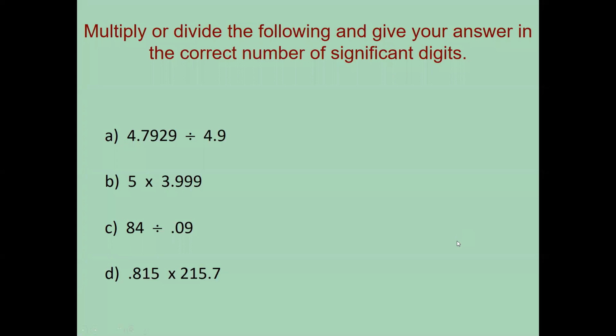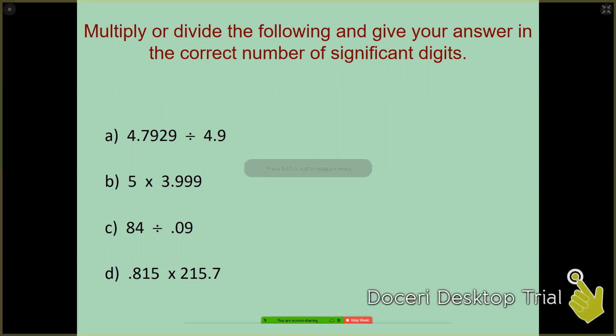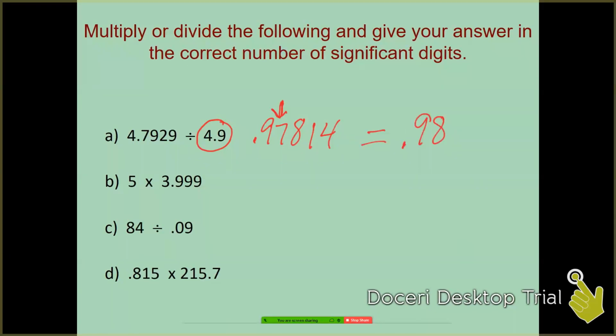All right. So if I put this in my calculator, I get something like 0.97814. But because of this number, I can only have 2 sig figs, so that's where my 7 is. Since there's an 8 behind it, this would become 0.98. So if you wrote this down, that would be a wrong answer. This would be a correct answer.